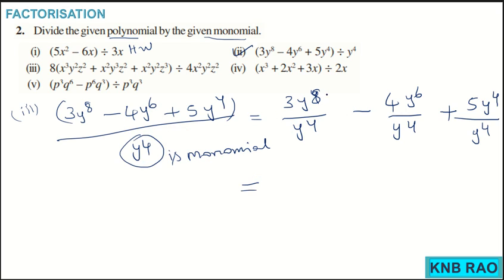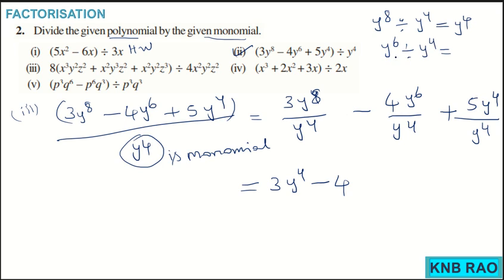What procedure is it? Dividing each term of the numerator by that monomial. So it gives 3 times y to the power 8 by y to the power 4. You know, y to the power 8 divided by y to the power 4 gives, where 8 y's are there in the numerator, 4 y's are in the denominator. So 4 y's of the denominator cancel with the 4 y's of the numerator, and 4 y's of the numerator are still left over there.